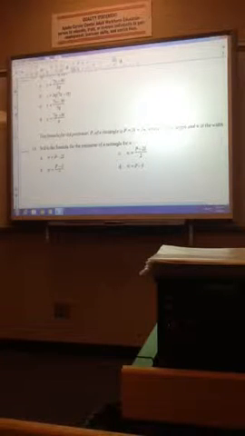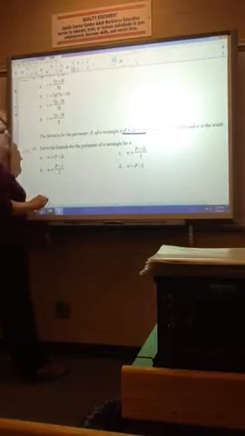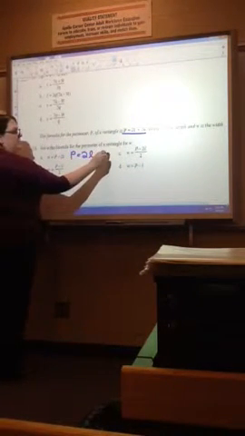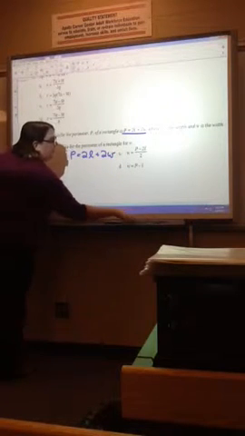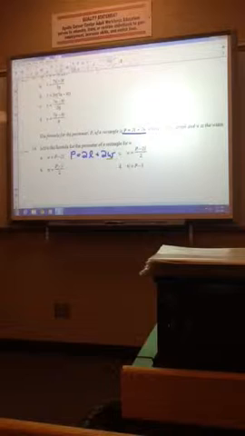If that's where you read first, I hope you know the formula for perimeter of a rectangle. If you read above it, though, it tells you what formula to use. So we're starting with P equals 2 times the length plus 2 times the width. And they want us to get W alone. So what do we need to do first?